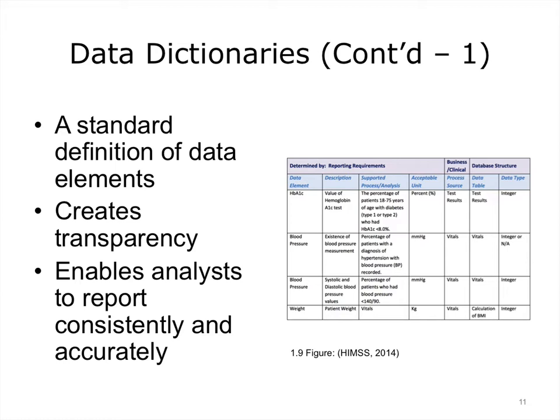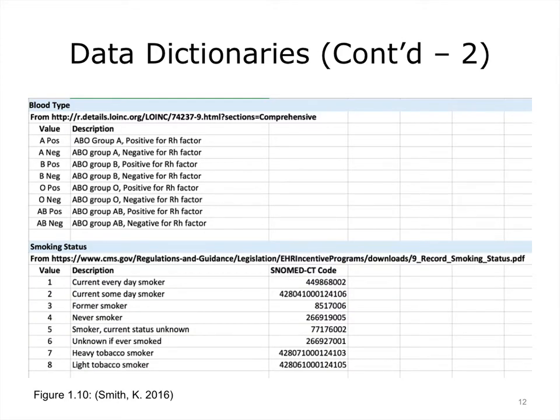Here is an example data dictionary for a few meaningful use measures. Here is part of the data dictionary for the smoking versus weight example on the earlier slide. Here you can see what each number under smoking status means. For example, a 1 indicates that this patient currently smokes every day. In addition, each of these values is linked to a specific SNOMED CT code.